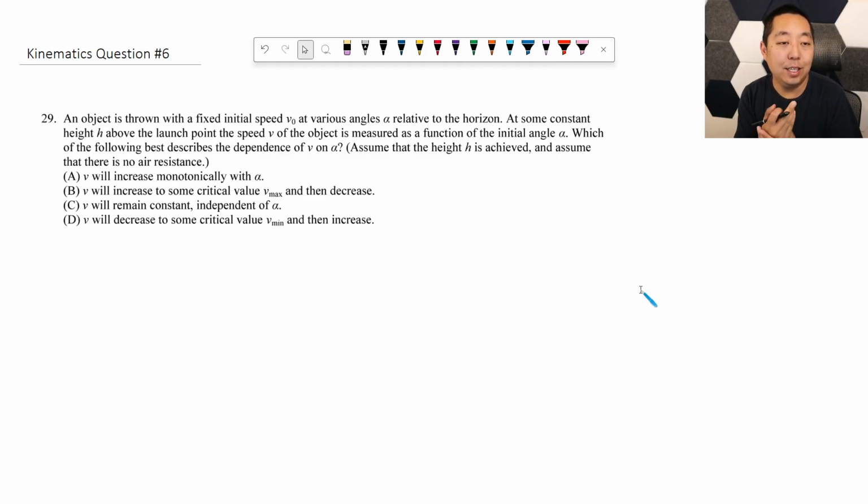All right, so let's take a look at another student question on kinematics here. This is a pretty tough projectile motion question. It's a lot easier to solve when you learn a later topic called work and energy, but we're going to solve this using a kinematics approach.